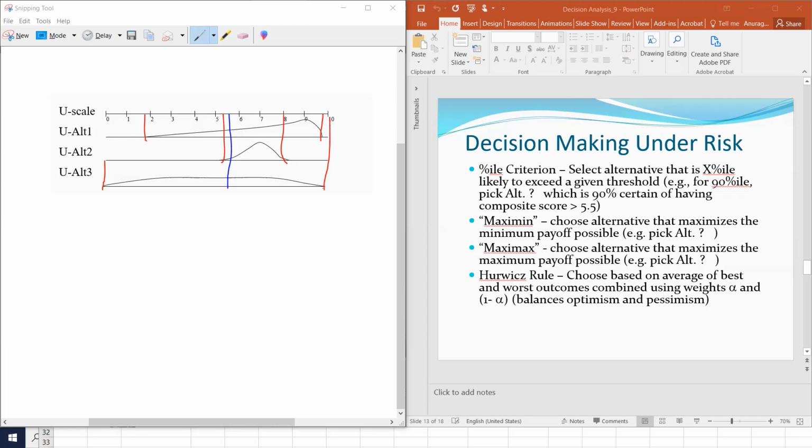And then the last one is the Hurwitz rule. Hurwitz rule is choose based on the average of the best and worst outcome. You do a weighted average of alpha and 1 minus alpha. So you have a Hurwitz alpha value of 0.2. Then you assign 0.2 to the best possible case for that scenario, and 0.8, 1 minus alpha, to the worst possible outcome for that scenario. Then you come up with a weighted average for that, and whichever one maximizes it, you go with that.